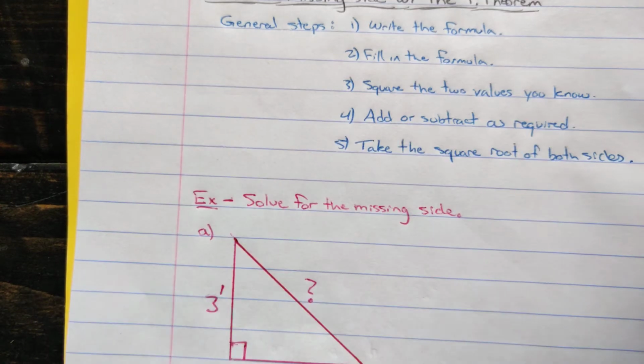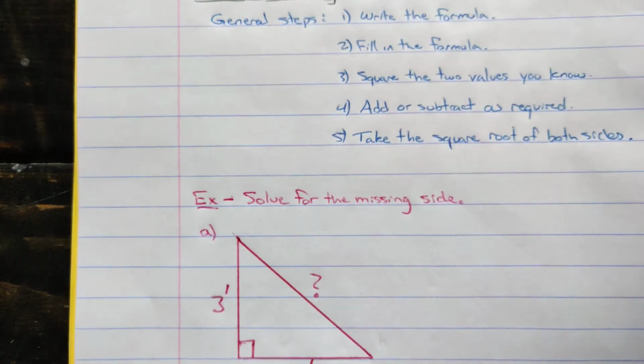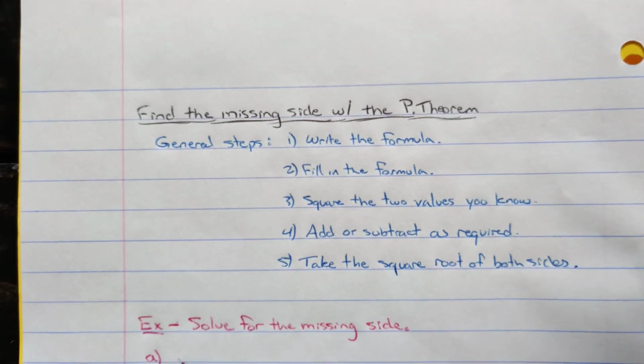Moving on. Let's actually use it to find some missing sides. The general steps of finding a side with the Pythagorean Theorem are as follows. You write out the formula. Fill in that formula with the values you know. Square the two values you know. Add or subtract as required, and take the square root. And so you're going to have to add or subtract depending on what you're finding.